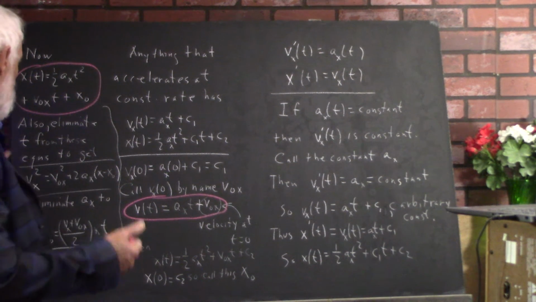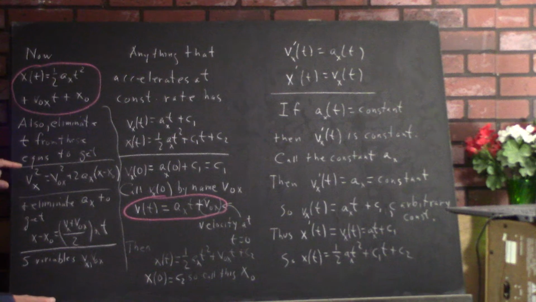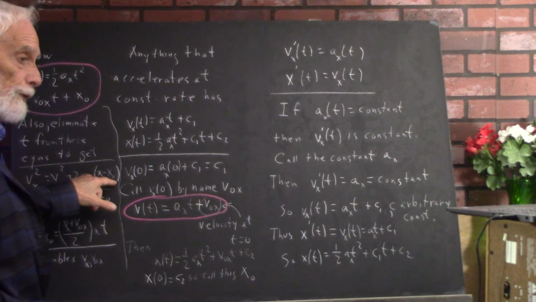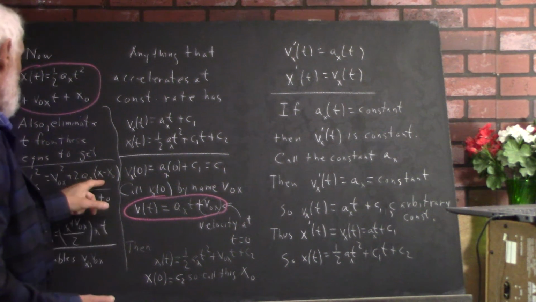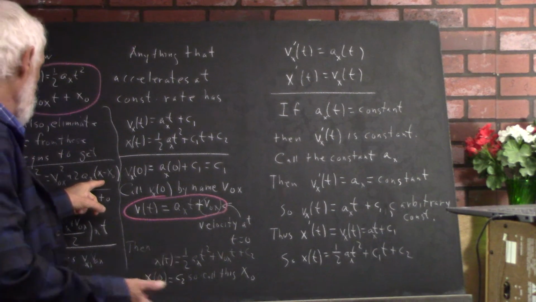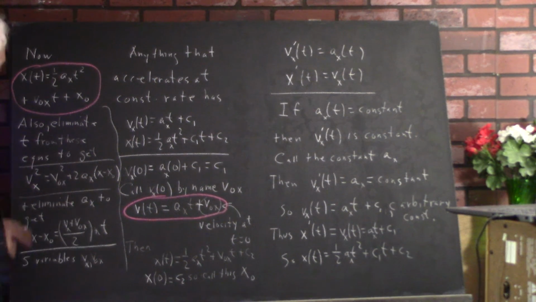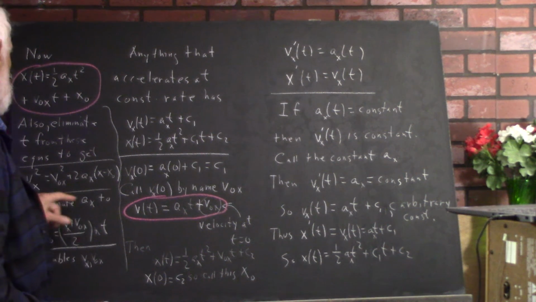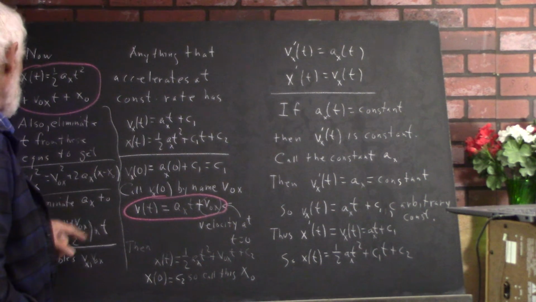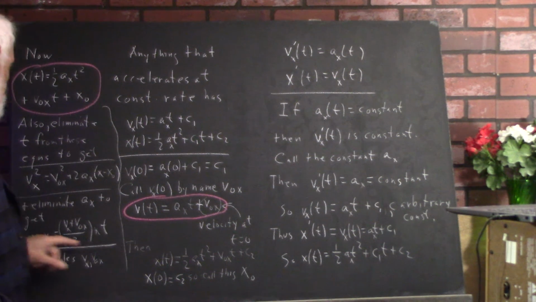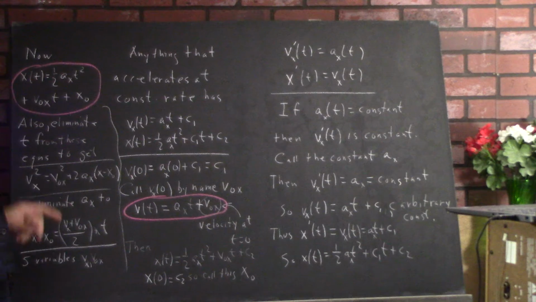And simplify it and rearrange it to get vx squared equals v0x squared plus 2ax times x minus x naught, where x is your position at whatever time you're talking about, and vx is your velocity at that time. Then we could eliminate ax from the original two equations to get this. And this has a very simple interpretation.